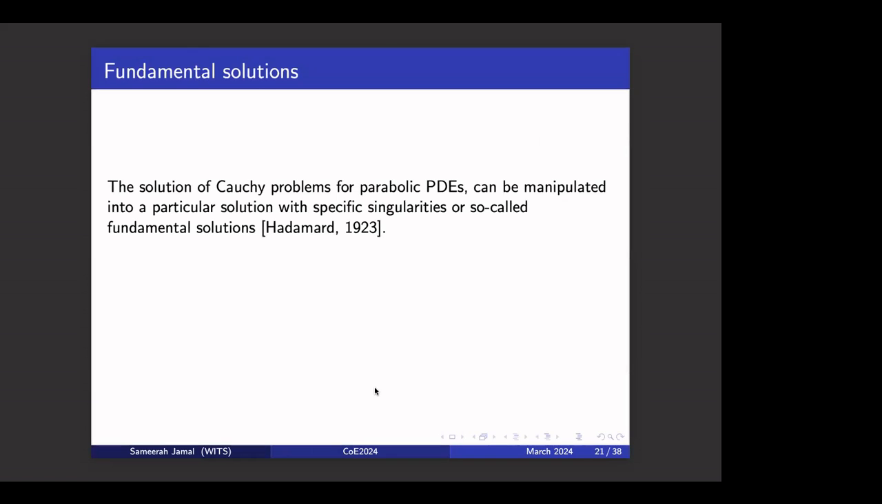So I briefly mentioned fundamental solutions, which are well known, but it was in 1923 that it was shown that the Cauchy problems for parabolic PDEs can be manipulated into a particular solution with specific singularities, and these are called the fundamental solutions of that equation. So it is well known that parabolic equations admit fundamental solutions. The heat equation itself admits the well-known heat kernel as its solution. And in fact, we are busy trying to show that this can be done for many parabolic PDEs.